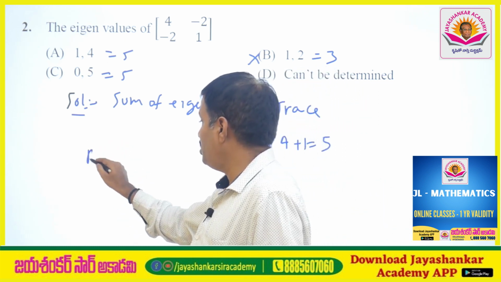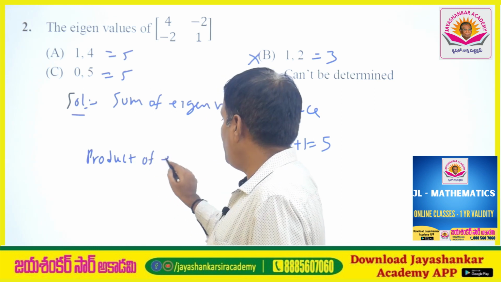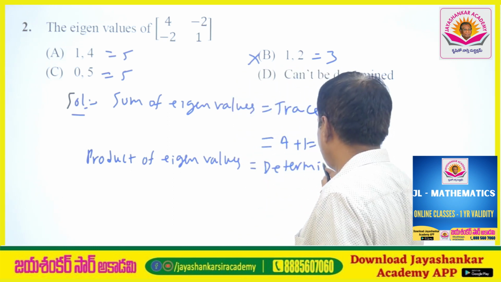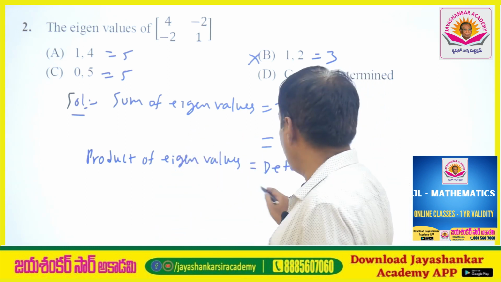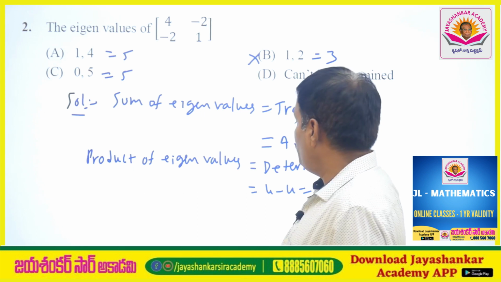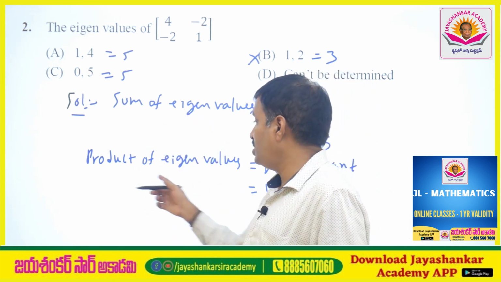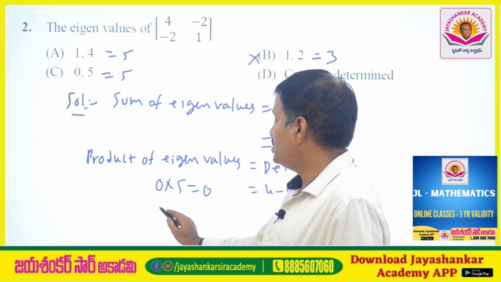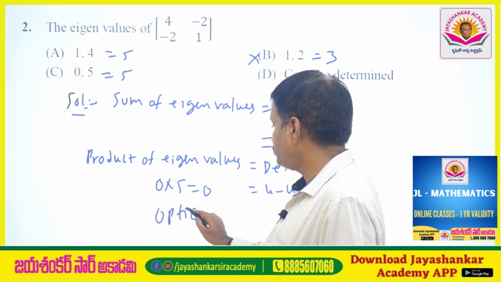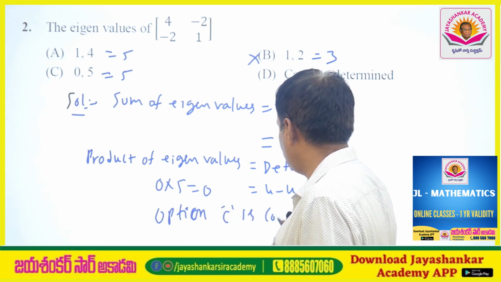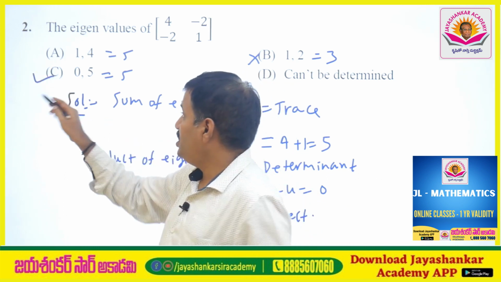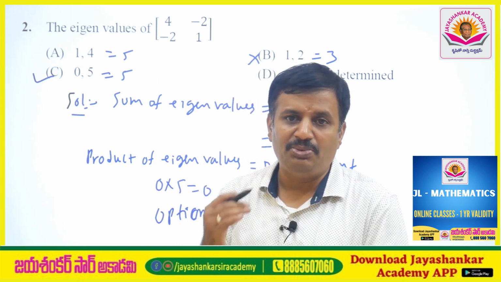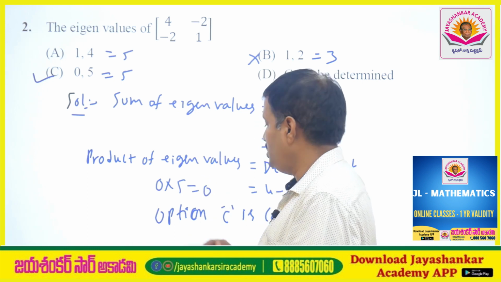We have to use another property: the product of eigenvalues is the determinant. What is the determinant of this matrix? 4 minus 4 is 0. So the product of the eigenvalues is 0, and 0 into 5 is 0. Option C is the correct answer, so A is wrong. Using the sum of eigenvalues equal to trace, A and C both satisfy, but using the product of eigenvalues equal to the determinant, only C is correct.